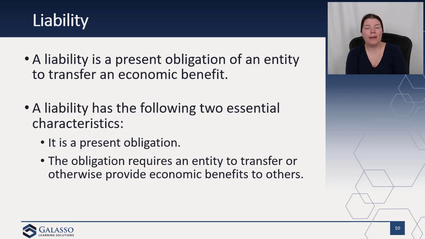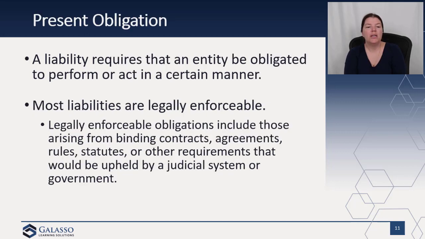It clarifies when we become presently obligated, which we're going to talk about next. And it fundamentally expands the entire population of what could be a liability to include items that are settled with the entity's own shares rather than exclusively with assets. So it does not require that an asset be exchanged to be a liability. So present obligation, a liability requires the entity be obligated to perform or act in a certain manner. Most liabilities are legally enforceable, including binding arrangements, agreements, rules, statutes, or other requirements that would be upheld by a judicial system or government. So that's that concept of a present obligation.